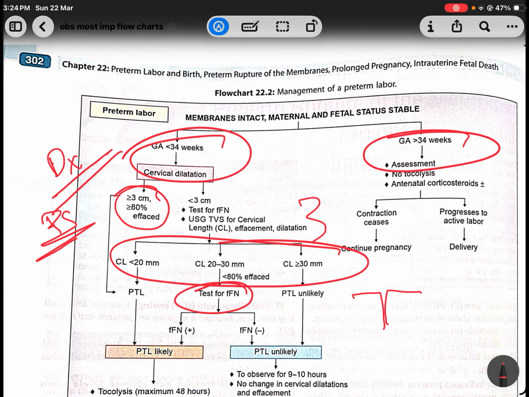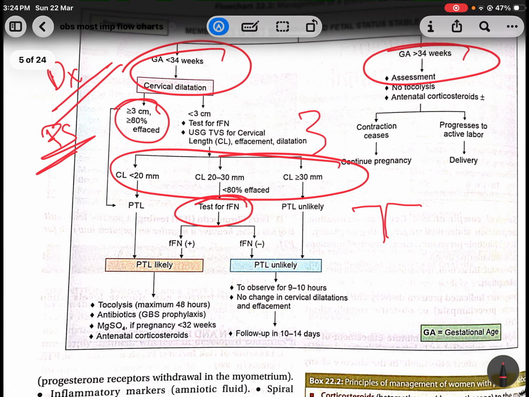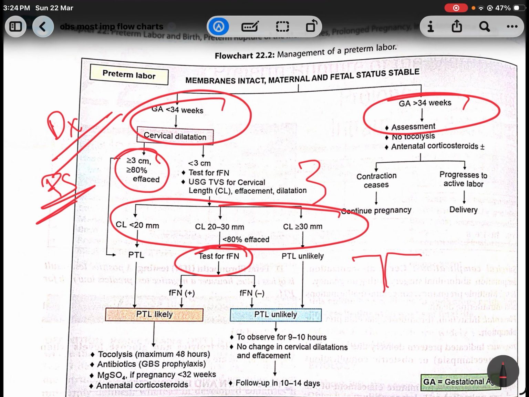But if the cervical length itself is more, then there's no point of thinking about preterm labor, but you can admit the patient and observe for 9 to 10 hours. Correct, this is how it goes. So I hope I am giving you the overall gist of the management protocol so that you don't get confused a day before the exam and you can manage it accordingly.